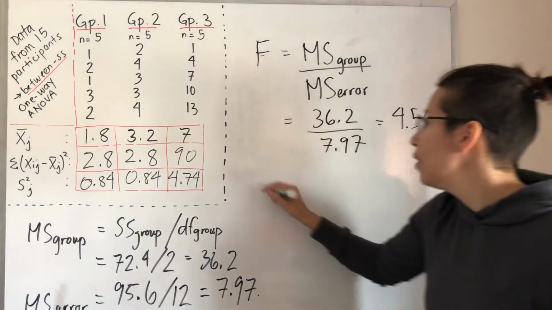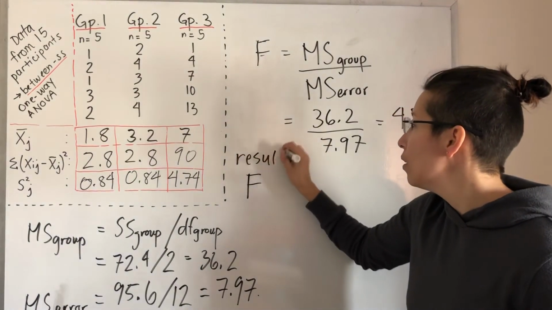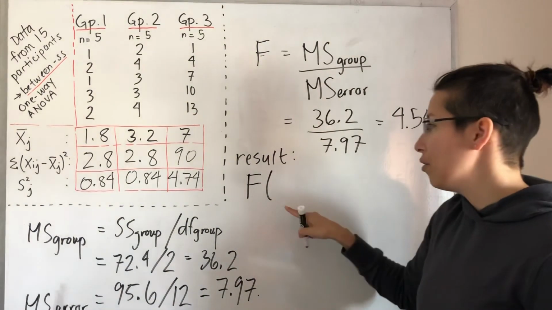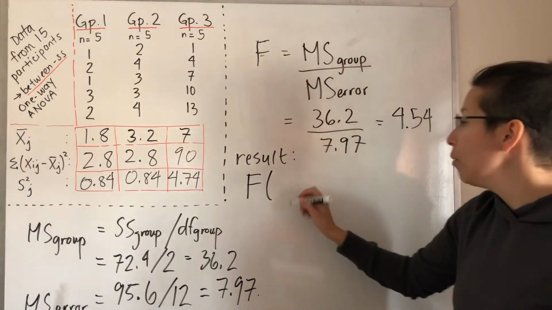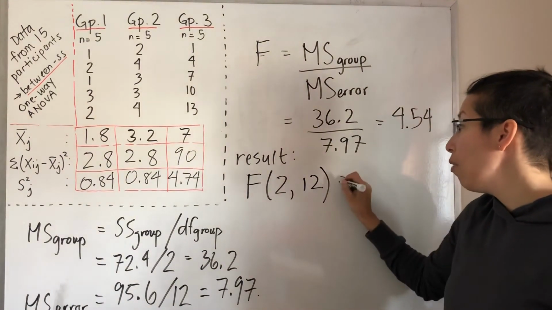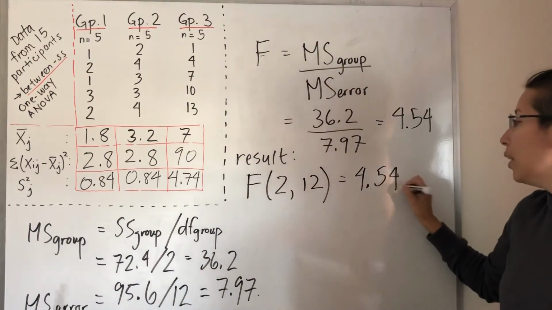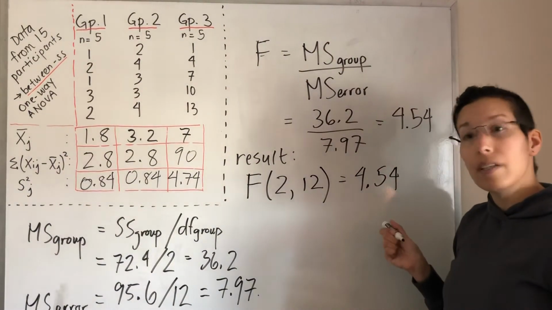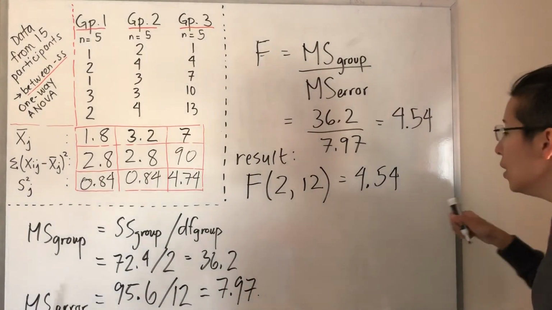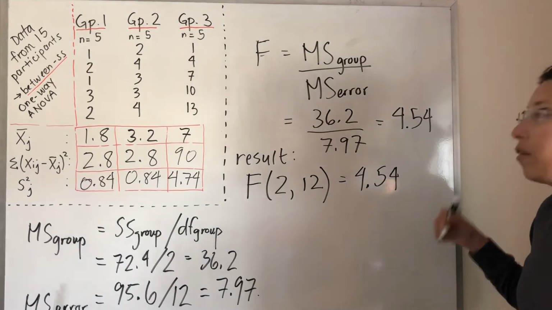Okay, so then I would report this. The result, I would say F, and then I would put the degrees of freedom for the group, which is 2, then comma, degrees of freedom for the error, which is 12, and I would set that equal to 4.54. I would keep only 2 decimal places for the F statistic, because that's how we report it in manuscripts. And then that's it, that's the end.